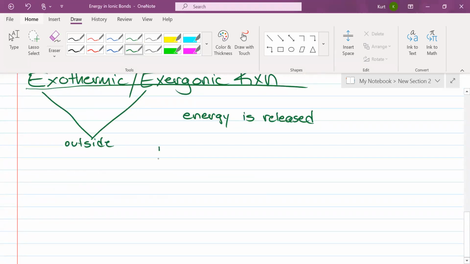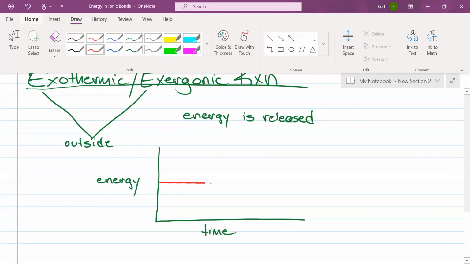So I want you to draw your XY axis again. X is time. Y is energy. I'm going to get my red line again. Here are my reactants. Now, based on the fact that energy is released, would you expect your product energy level to have more or less energy than what you started with? Less. So it's going to look like this.